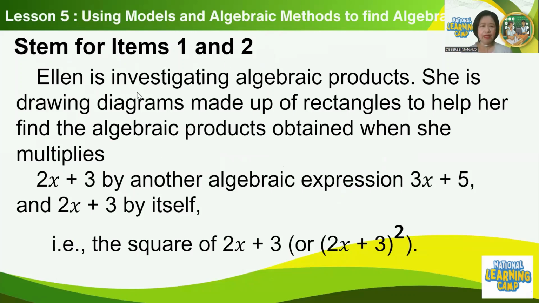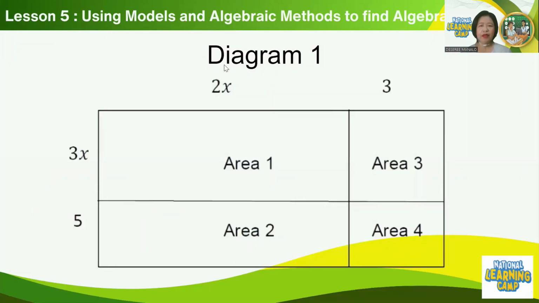Problem. Ellen is investigating algebraic products. She is drawing diagrams made up of rectangles to help her find the algebraic products obtained when she multiplies 2x plus 3 by another algebraic expression, 3x plus 5, and 2x plus 3 by itself. Example, the square of 2x plus 3. Here is the diagram.